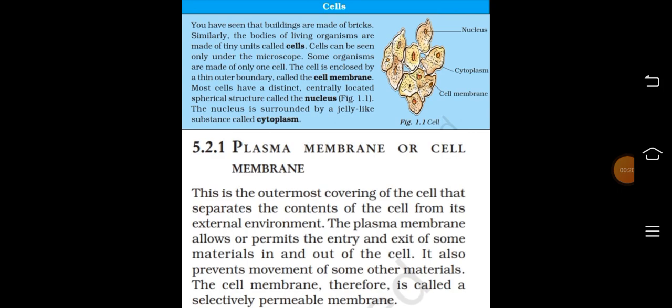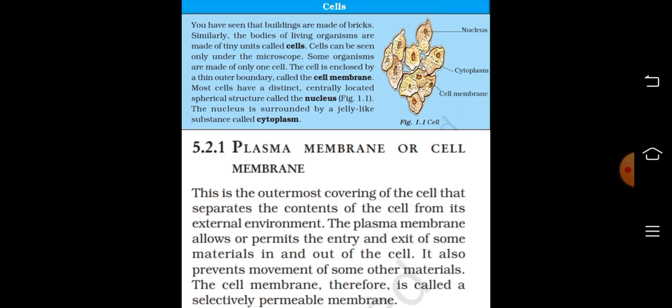That buildings are made of bricks. Similarly, the bodies of living organisms are made of tiny units called cells. Cells can be seen only under the microscope. Some organisms are made of only one cell. The cell is enclosed by a thin outer boundary called the cell membrane. Most cells have a distinct centrally located spherical structure called the nucleus. The nucleus is surrounded by a jelly-like substance called cytoplasm.